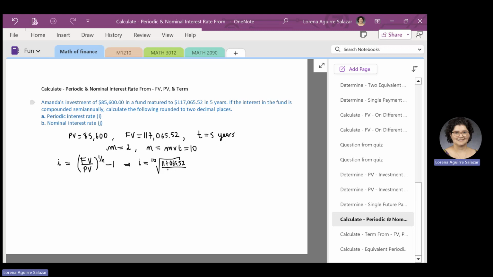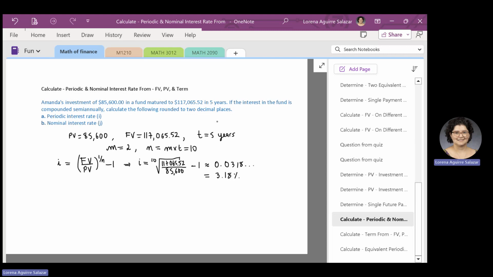And what we get out of this computation is the number 0.0318 and some other numbers, which can be rounded to 3.18%. So the periodic interest rate, the interest rate for a given compounding period, is about 3.18%.